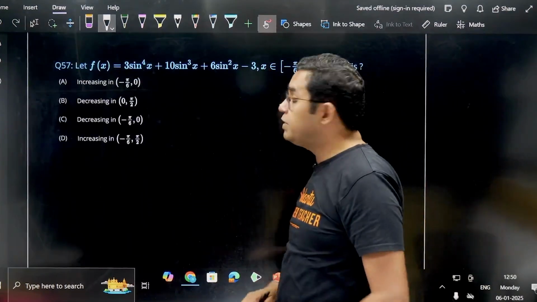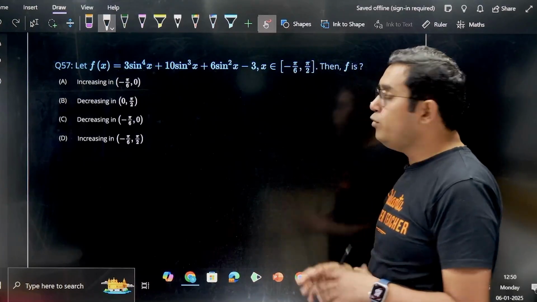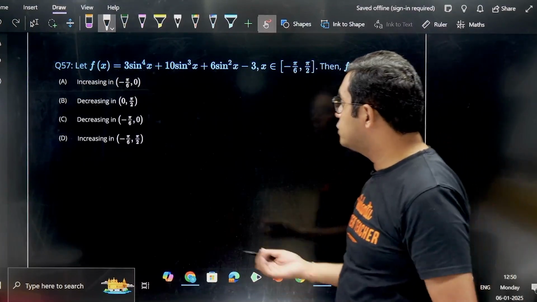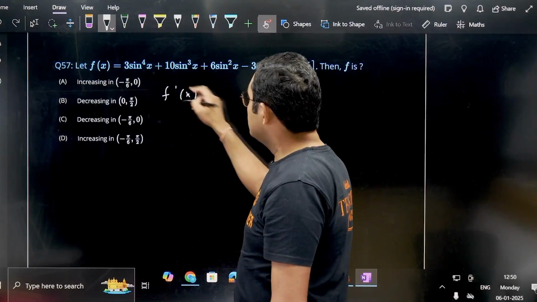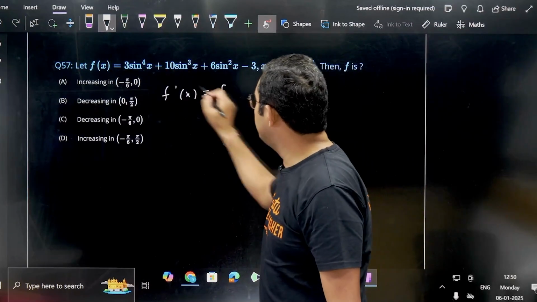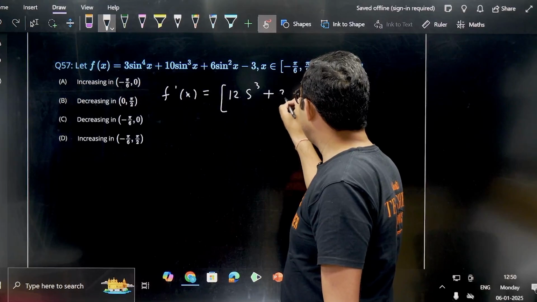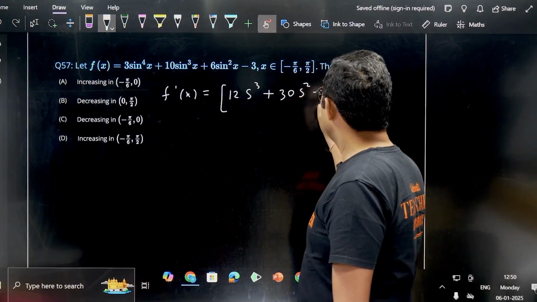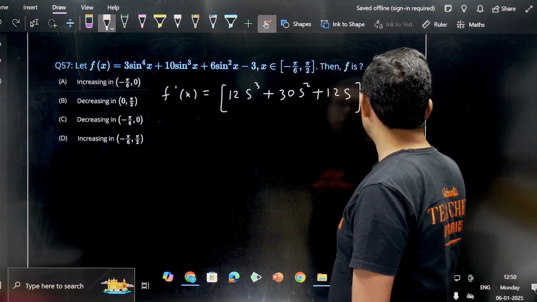Question 57. f(x) is 3 sin^4 x and so on, and we have to find where it is increasing or decreasing. For such questions, we need to differentiate with respect to x. So if I differentiate this with respect to x, I will write it as 3 into 4, 12 sin cube, then 30 sin square plus 12 sin, and into cos x here.